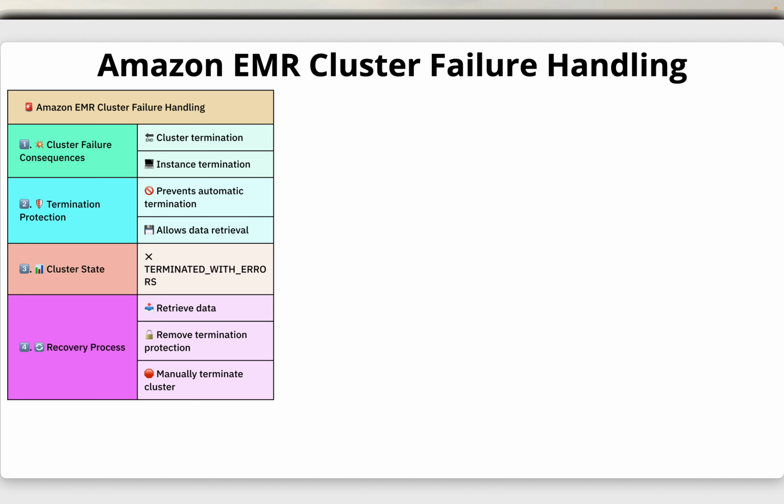Okay, Amazon EMR cluster failure handling. A failure during the cluster life cycle causes Amazon EMR to terminate the cluster and all of its instances unless you enable termination protection. If a cluster terminates because of a failure, any data stored on the cluster is deleted and the cluster state is set to terminated with errors. If you enabled termination protection, you can retrieve data from your cluster and then remove termination protection and terminate the cluster.